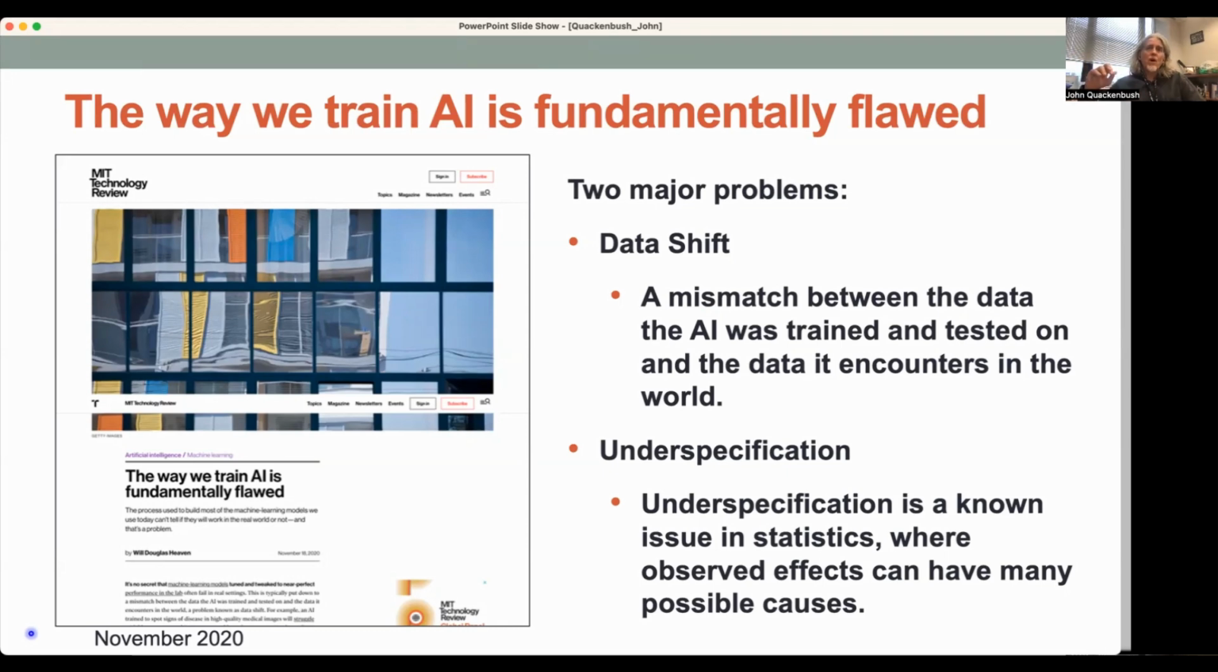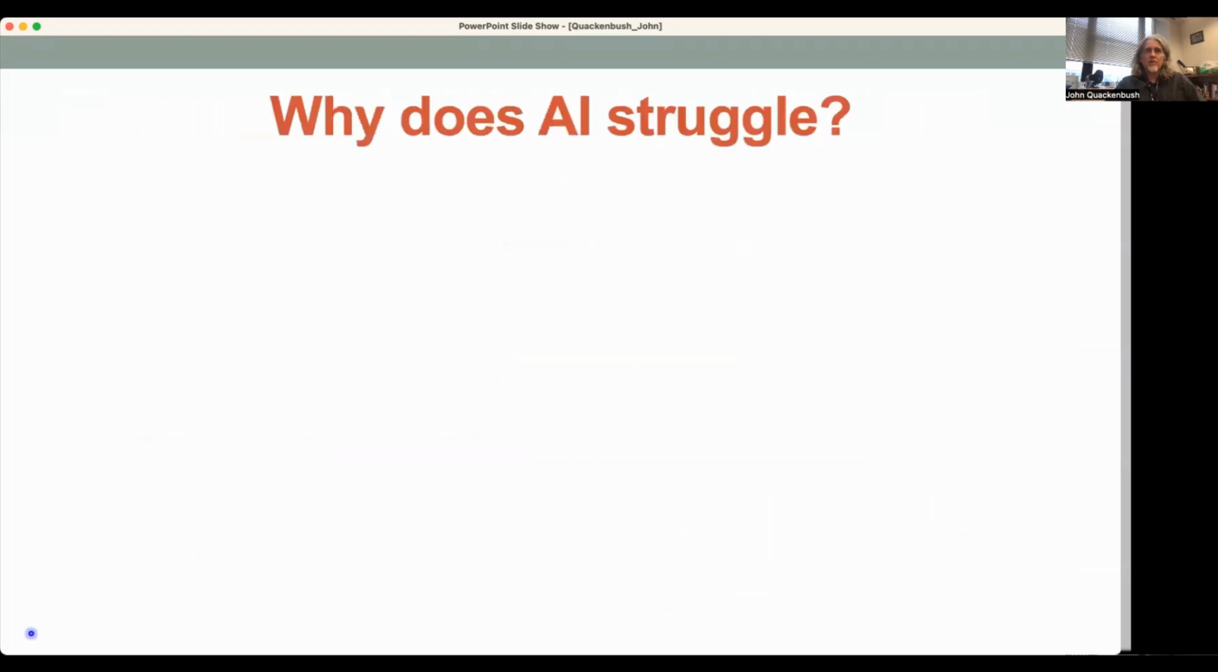The other problem is one referred to as underspecification. And this is the problem which is well known in statistics, where observed effects can have many possible causes. And often, without a complete understanding of the systems we're trying to model using AI and machine learning, we may fail to capture those interactions. And so we may have an incomplete picture, which then leads to improper conclusions.